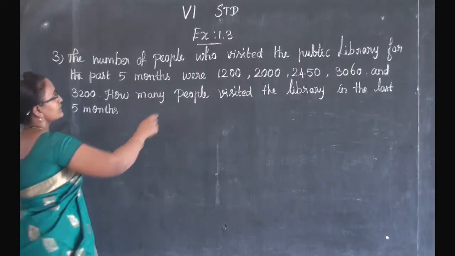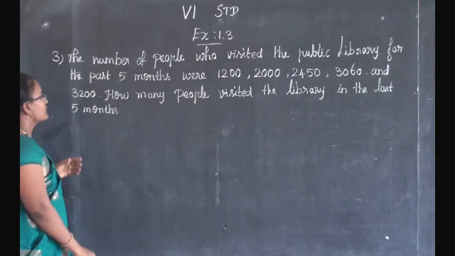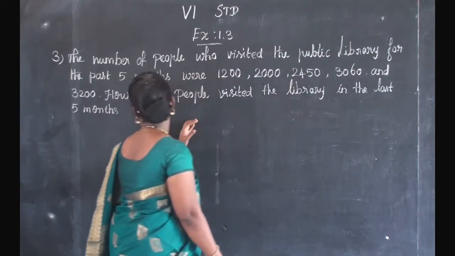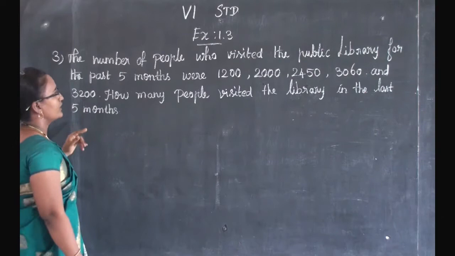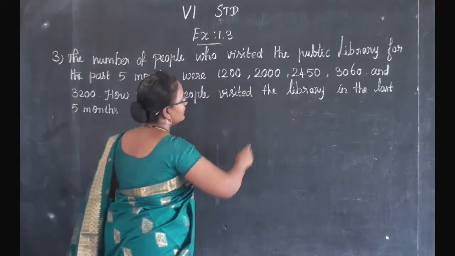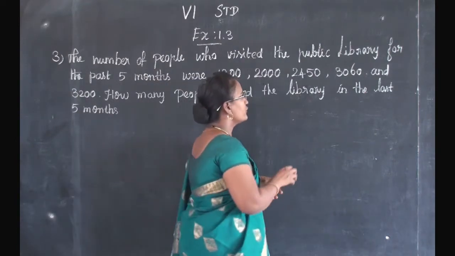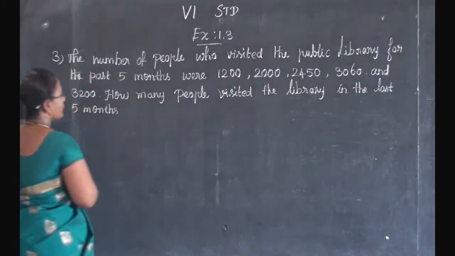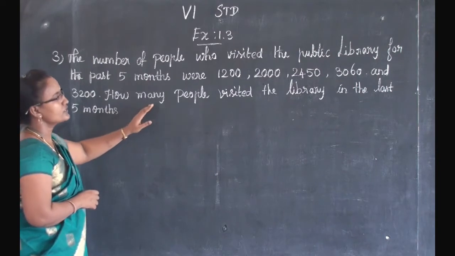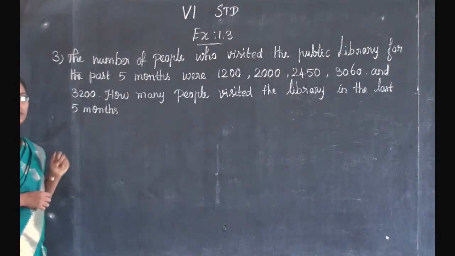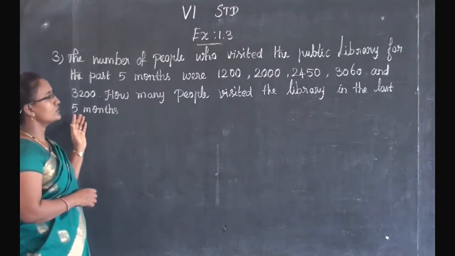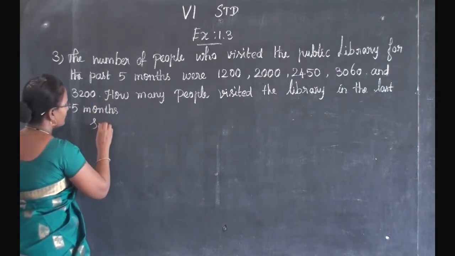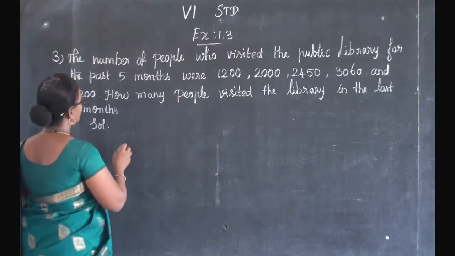So, look at this exercise 1.3. The third sum: the number of people who visited the public library for the past 5 months were 1,200, 2,000, 2,450, 3,060 and then 3,200. How many people visited the library in the last 5 months? They asked for the total number of people who visited the library. So, total means what? Addition.